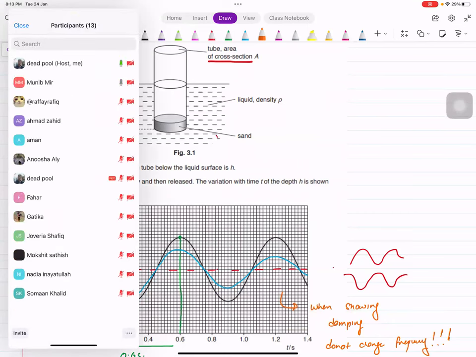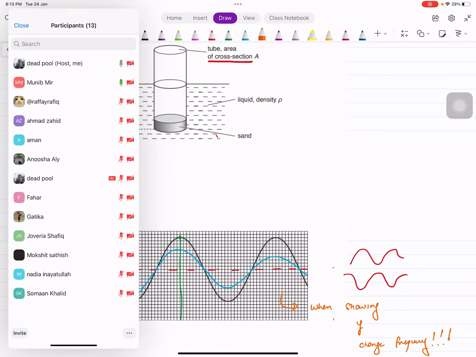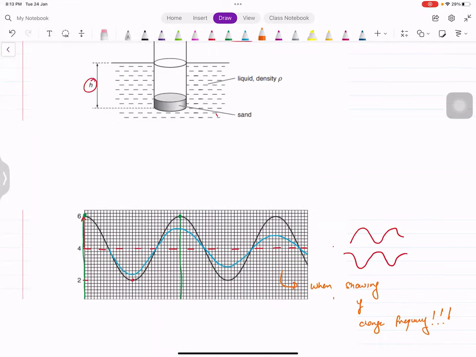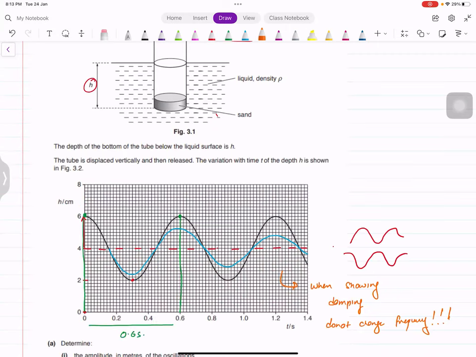Sir, the amplitude of the damped graph which we draw, we can choose it, right? Yeah, obviously. It should show, it should be visible to the naked eye that you're decreasing the amplitude gradually in light damping. That's what you should do. Okay? All right.